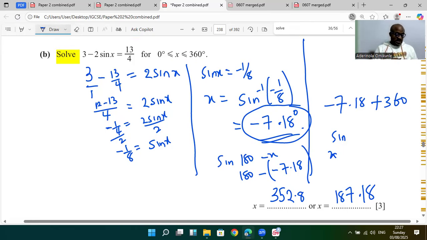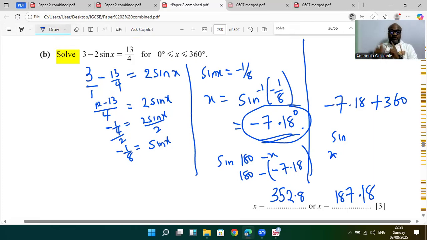And I'm getting 3.2506. So let me do 13 divided by 4, which gives me 3.2506. So it's virtually the same thing, so that means our answer is correct. Okay. So very, very important.